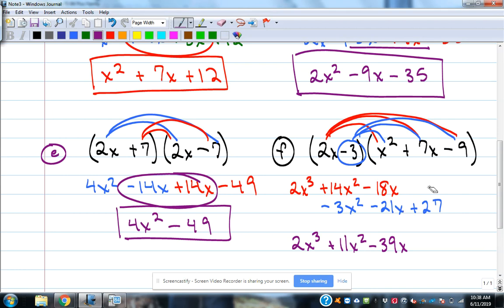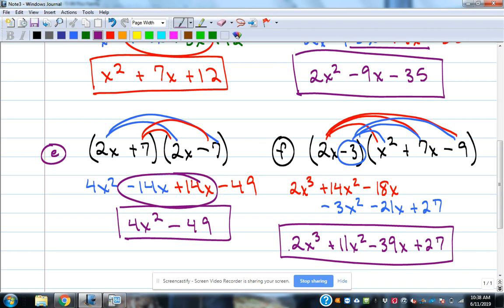And then the 27 doesn't have any like terms like it, so I'm just going to bring it down. And there's the final product when I've multiplied a binomial times a trinomial. A little bit longer, but again, it's just distributive property, however many times you've got to do it. It just happens that way. Okay.